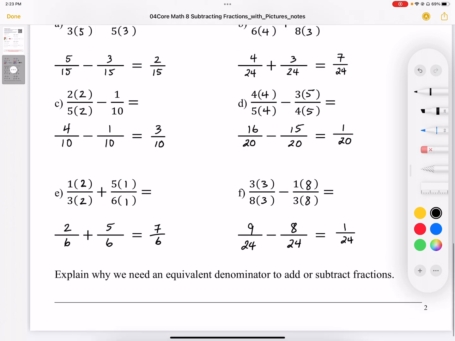So the main idea then is, why do we need an equivalent denominator to add or subtract fractions? The main idea is that we need the same size pieces. This is for add and subtract. This is not for times and divide, but for add and subtract or counting, we need the same size pieces. To do that, we need to use a multiplying factor to get the lowest common multiple or lowest common denominator to get the same size piece.